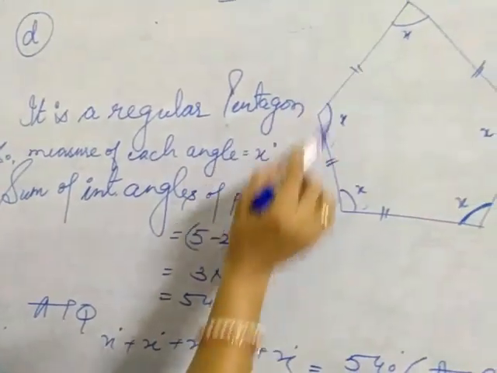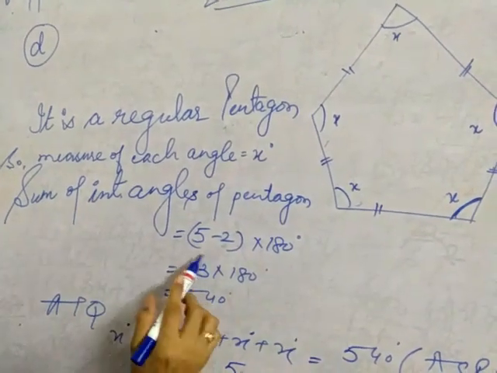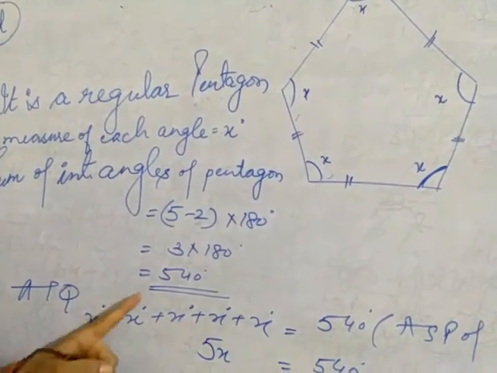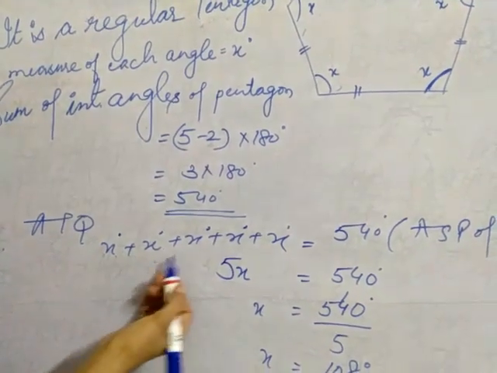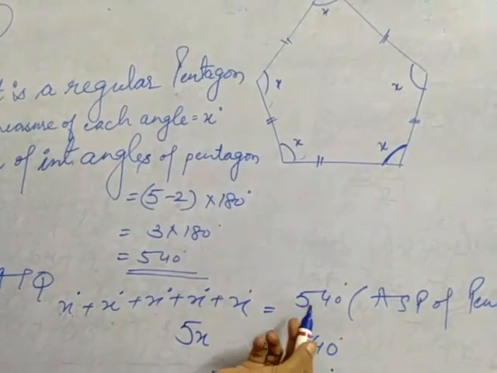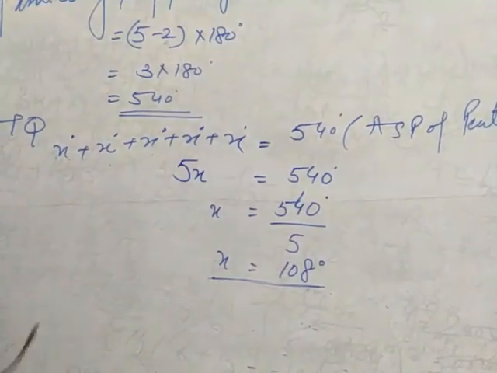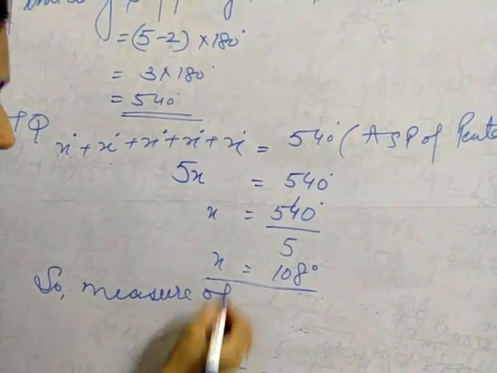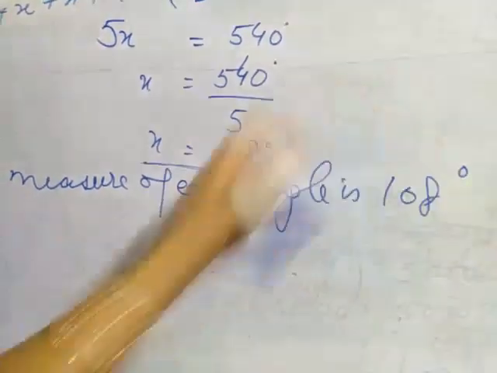Now what should be the sum of all these 5 angles? By the angle sum property we can calculate, the formula was n minus 2 into 180, n is equal to 5. So in the last part also we calculated the same way. So the answer comes out to be 540. So according to the question, x degree plus x plus x plus x plus x, 5 times, because all 5 angles are of equal measure, is equal to 540, and on calculating we get that x is equal to 108 degree. So the measure of each angle is 108 degree.